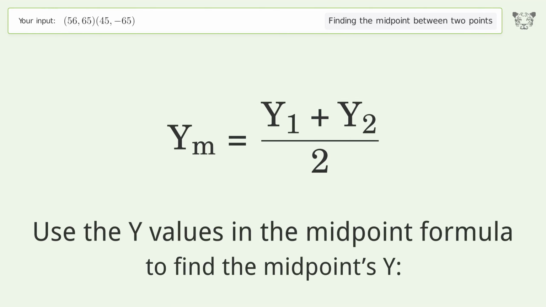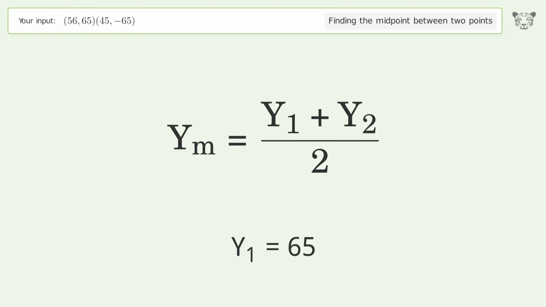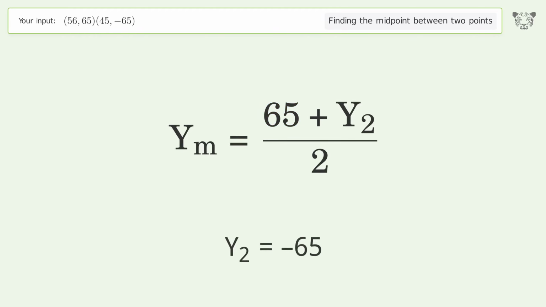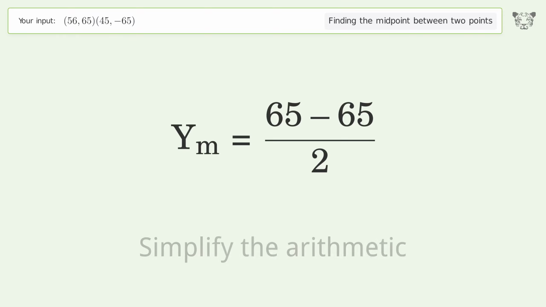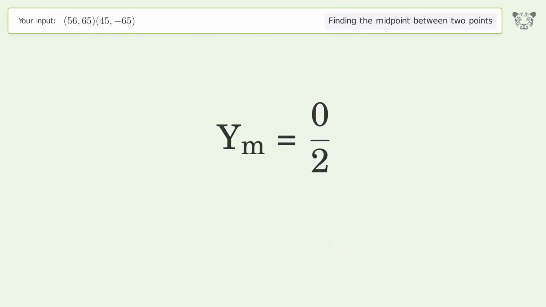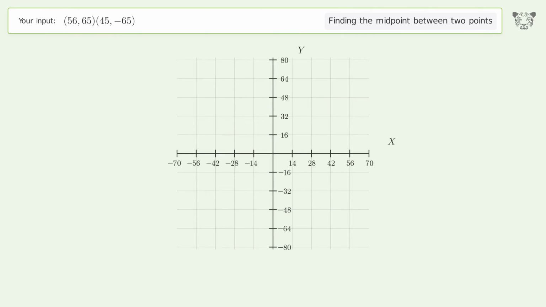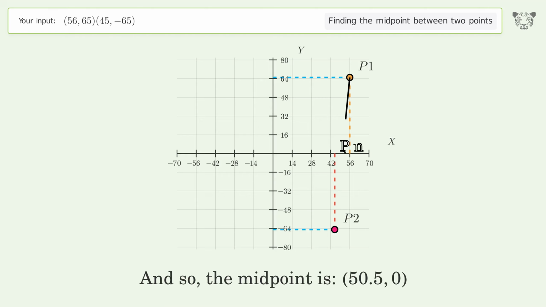Use the y values in the midpoint formula to find the midpoint's y. y1 equals 65. y2 equals negative 65. Simplify the arithmetic. And so, the midpoint is 50.50.